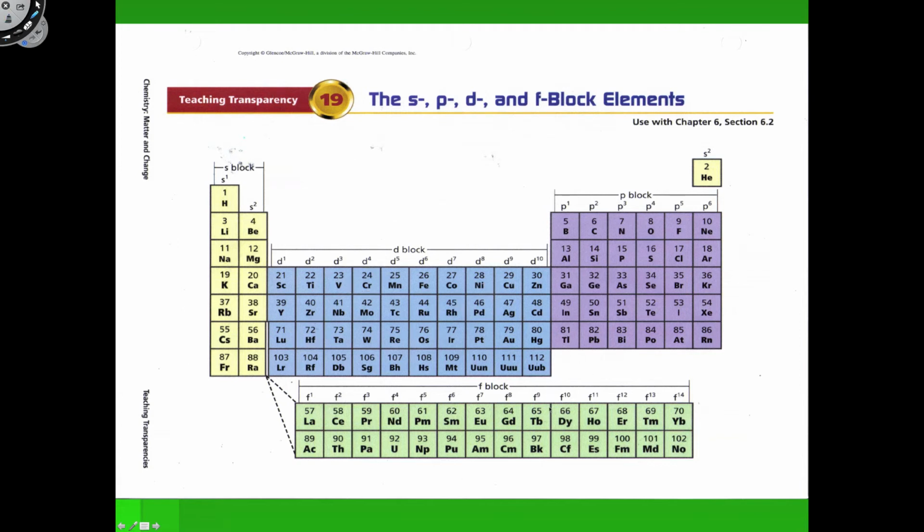Now, you can also predict the F block, but the F block is a little complicated. We're not really going to get into it in the first year chemistry class. But it is actually 2 off of the coefficient. So something in the sixth row would be a 4f, and something in the seventh row would be a 5f.